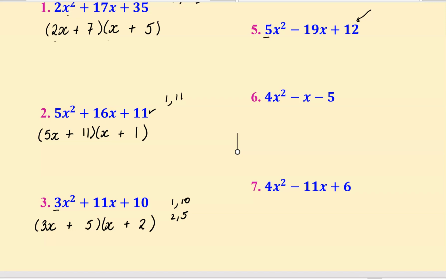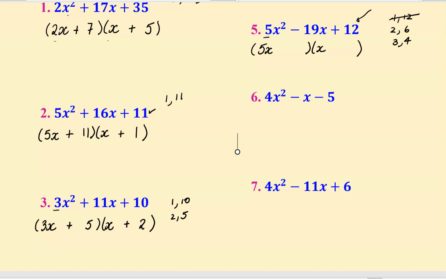So once again, the only way to get 5x squared is we go 5x times x, and our factors of 12 are 1 and 12, 2 and 6, 3 and 4. So a little bit of trial and error here. Again, would 1 and 12 be sensible to get me the 19? Obviously, my choice, I wouldn't bother putting the 12 here. That's no good. What if I tried here? So that gives me 12x, and then I get a 1 times 5. So 12 and 5 is 17, so that's no good.